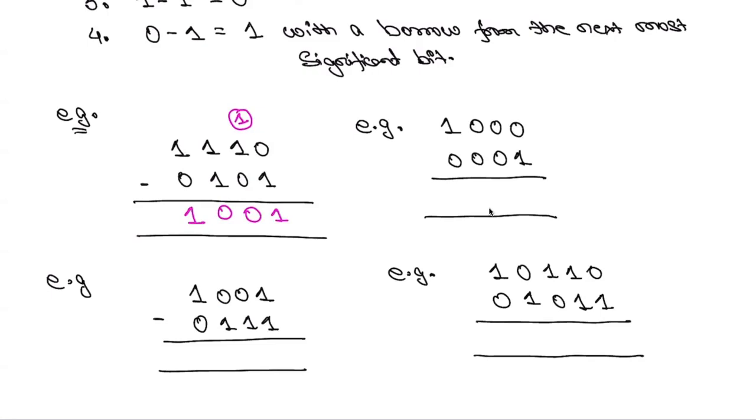Okay, come here. 0 minus 1, it will become, क्या बन जाएगा ये? 0 minus 1, 1 with a borrowing from next one, right? Again 0 minus 1 it will become 1 borrowing from next one. Again 1 minus 1 become 1. Here we have borrowed 1, so it become 0.